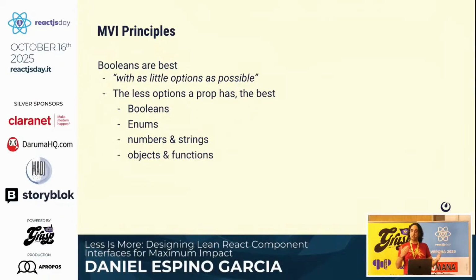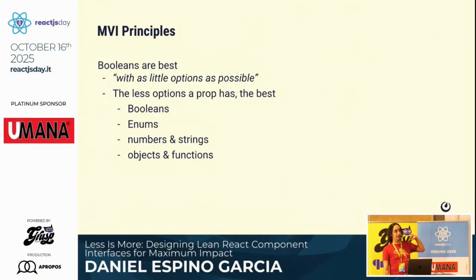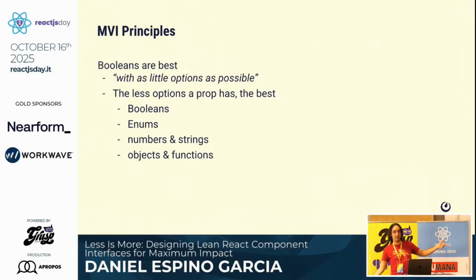Why that? Because if not, I have to put two props like onClick and onClick action. And what happens if I have an onClick action but I don't have an action? Impossible states, I don't like that.